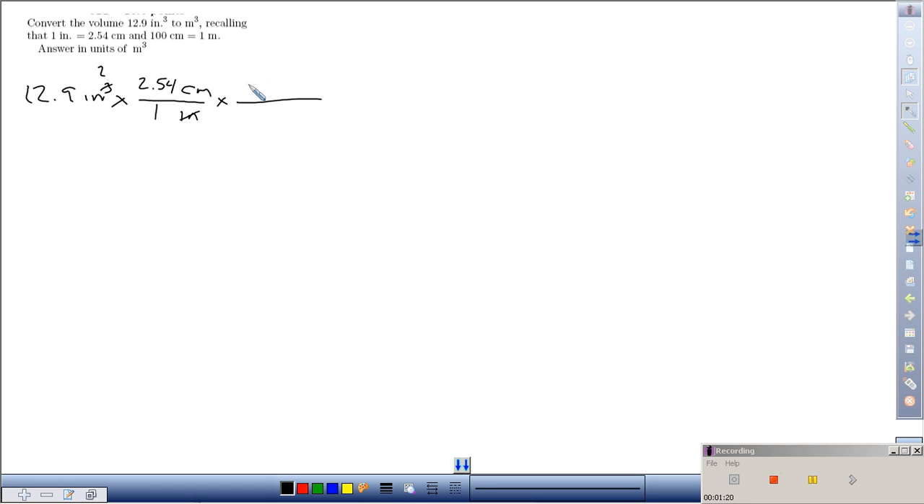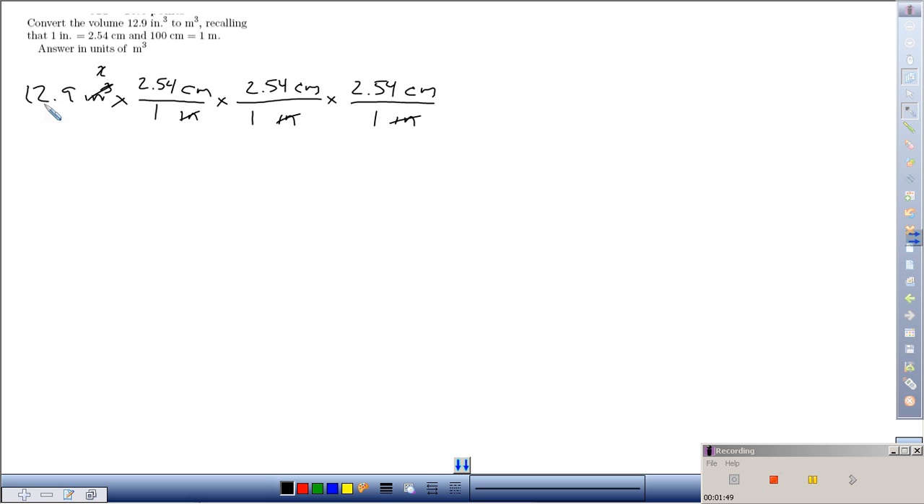So I'm going to have again 2.54 centimeters and 1 inch. And I'm going to have to do it again, 2.54 centimeters to 1 inch. Now what I discover is that there's an inch, and there's an inch, and there's an inch, and inches times inches times inches is inches cubed. So now I'm done with my units of inches.